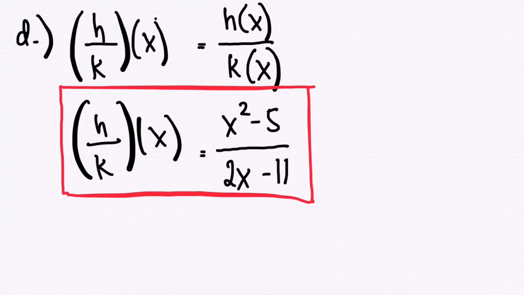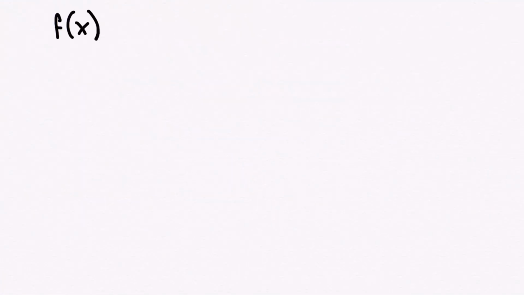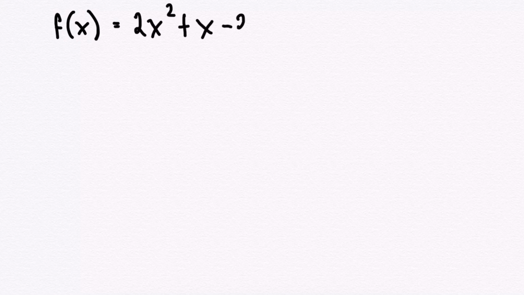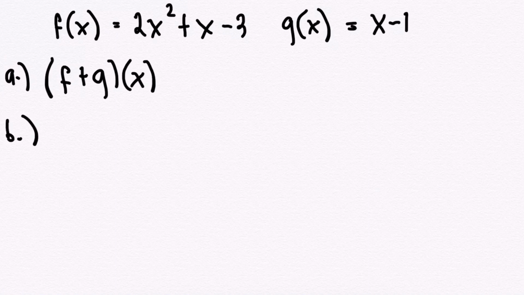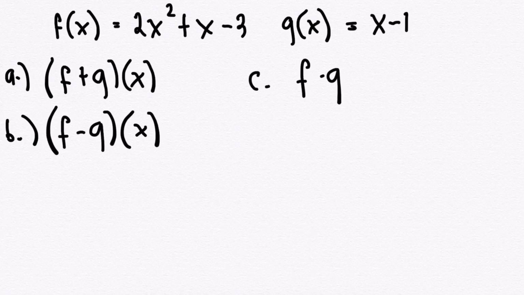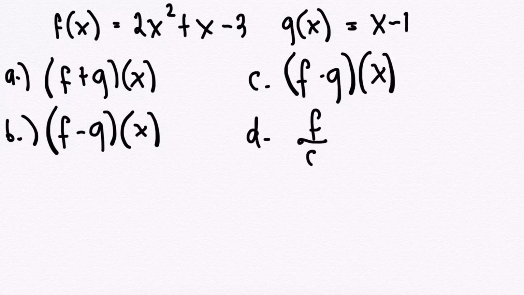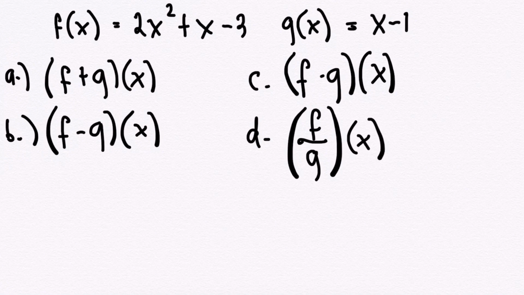Let's have another set of functions. We have f of x is equal to 2x squared plus x minus 3, and g of x is equal to x minus 1. Suppose you are asked to find letter A, f plus g of x. Letter B, f minus g of x. Letter C, f times g of x. And letter D, f divided by g of x.